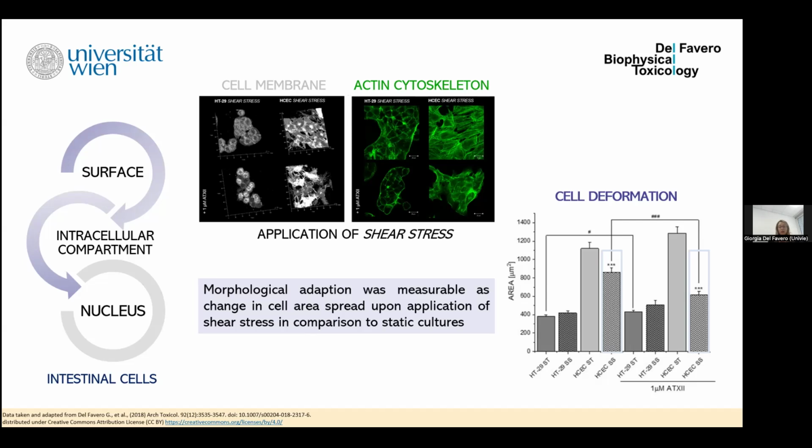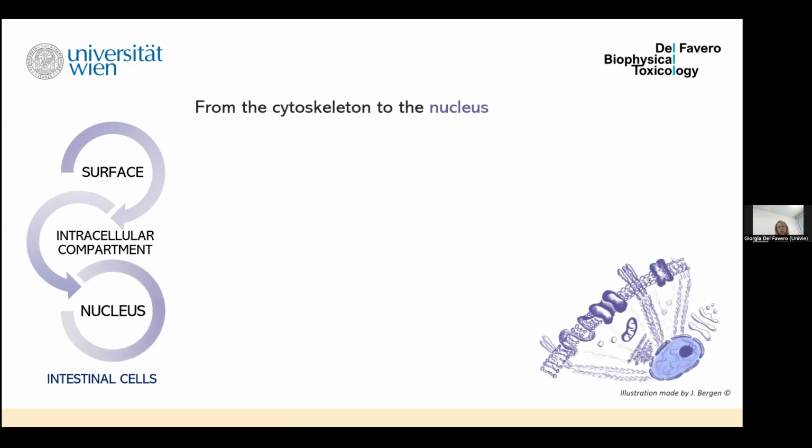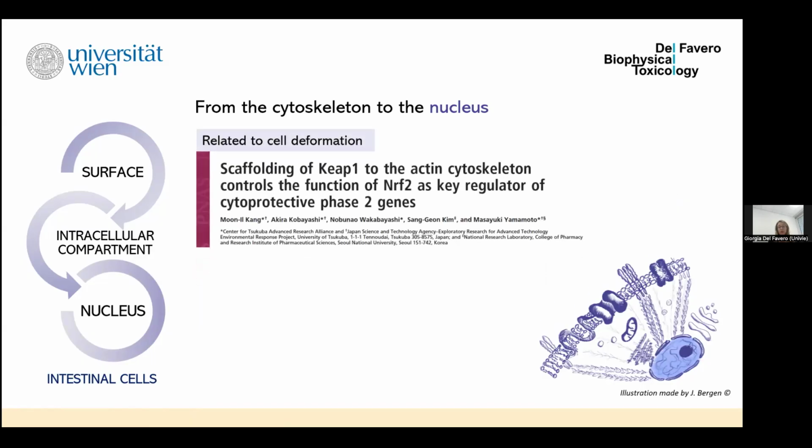So you might say these are just effects on the cell morphology. And the question is, how can we make the further step, moving from the cytoskeleton down to the cell nuclei? In fact, the involvement of the cytoskeleton at this point is very important in relation to cell deformation, not just for the cytoskeleton itself, but also for the proteins that are connected to it. And in particular, I'm thinking of one of our most studied mechanosensitive transcription factors, which is NRF2.